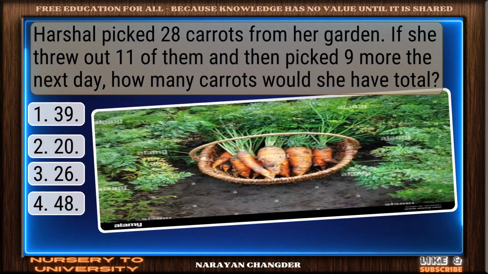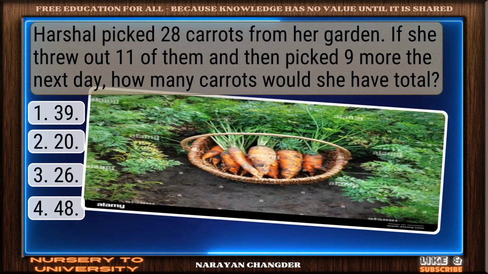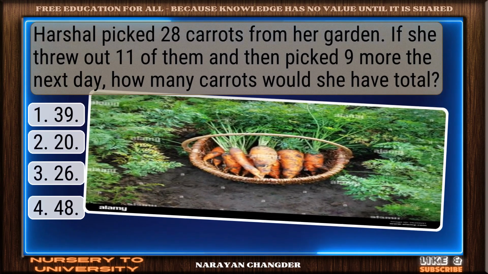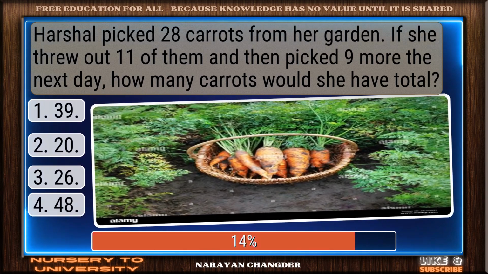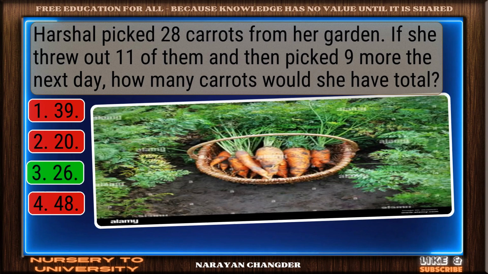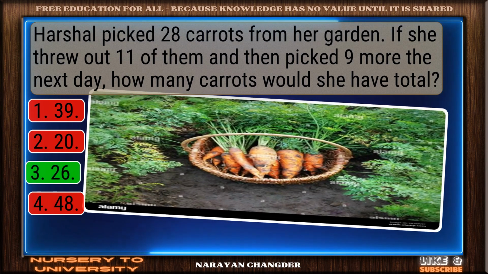Harshal picked 28 carrots from her garden. If she threw out 11 of them and then picked 9 more the next day, how many carrots would she have total? Great job! 26 is the accurate answer.